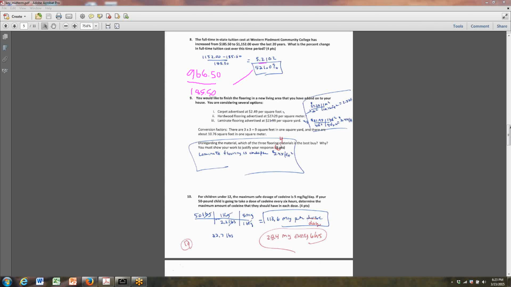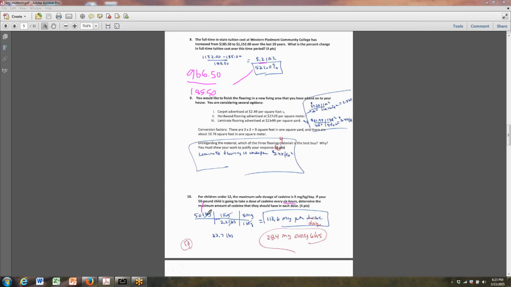Okay, number 10, down at the bottom of the page here. Again, I'm just picking commonly missed questions out. It says, for children under 12, the maximum safe dosage of codeine is 5 milligrams per kilogram per day. If your 50-pound child is going to take a dose of codeine every 6 hours, determine the maximum amount of codeine they should have in each dose. So every 6 hours.